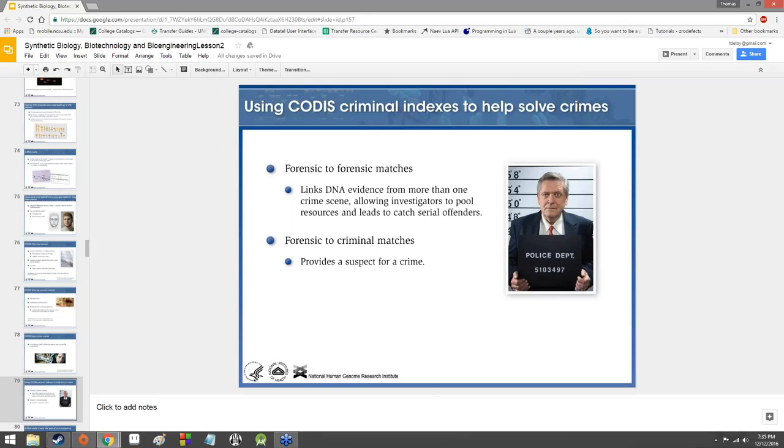But anyway, forensic to criminal matches tend to help provide a suspect for a crime, so you're comparing a forensic scene to a person in that case, as opposed to comparing two different crime scenes to see if maybe the same perpetrator committed the crime. Whether or not you know who that perpetrator is is a different story, but if you can match the DNA at two different crime scenes, you can go, hey, the same person was here, probably. And then you can work on trying to match that DNA profile with somebody.